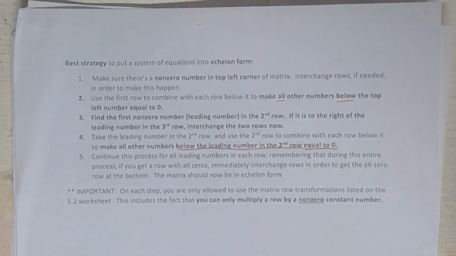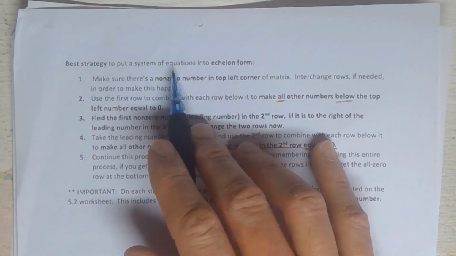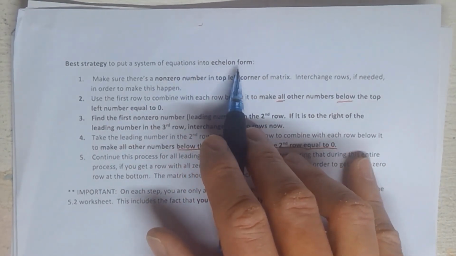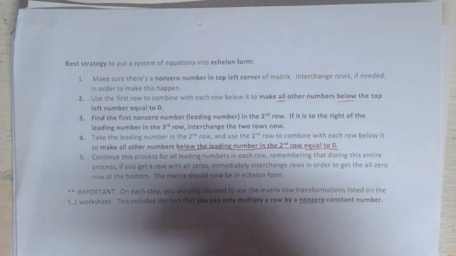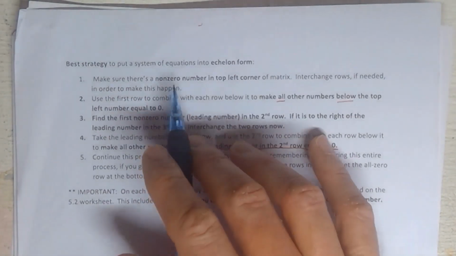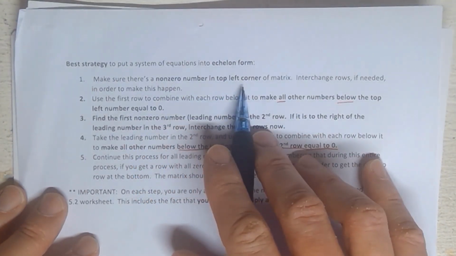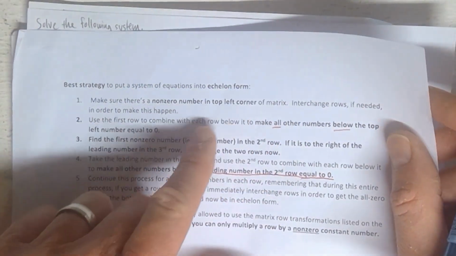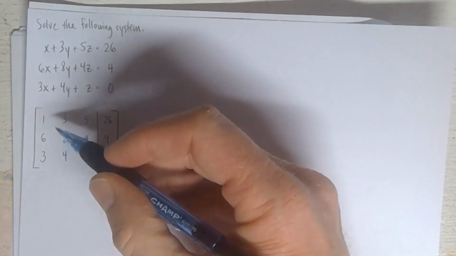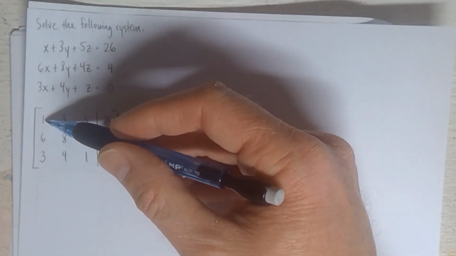All right, but this is what we call the best strategy to get that matrix into what? Into echelon form. That's what we need to do. Okay, so this will help us realize, okay, what do I do first? What do I do second? And so on. It says right here, make sure there's a non-zero number in the top left-hand corner of the matrix. Okay, there is one already, isn't there? Okay, if there wasn't, then we could interchange the rows. Okay, you can interchange any two rows you want. That's one of the things that you could do on any step. All right, okay, but since I have the non-zero number already up in the top left-hand corner, I'm good with that. So what's the next step?